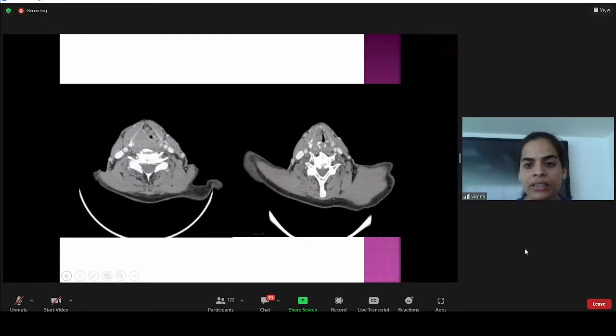In the second cut here, this is the area of the false vocal cords, and here we can see sclerosis of the thyroid cartilage as well. Sclerosis of the arytenoid cartilage is also seen.